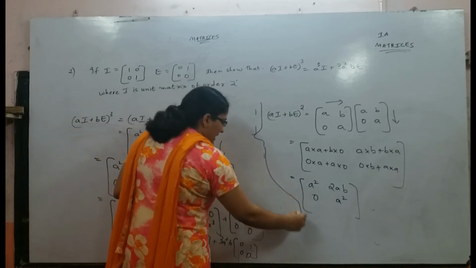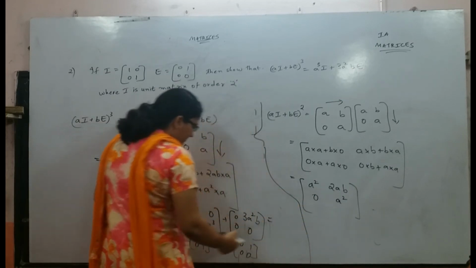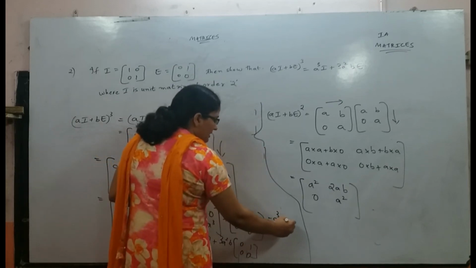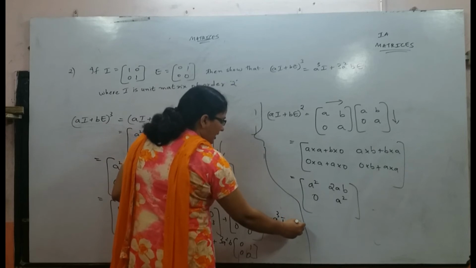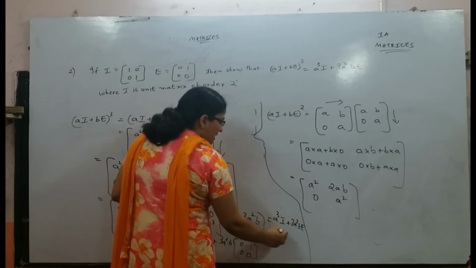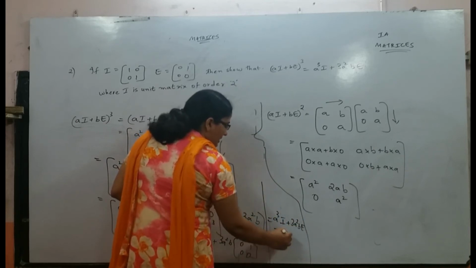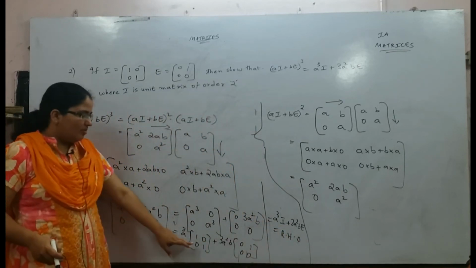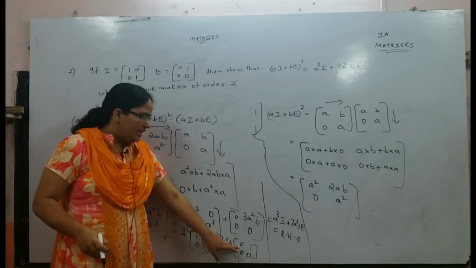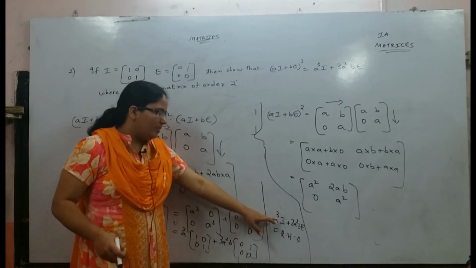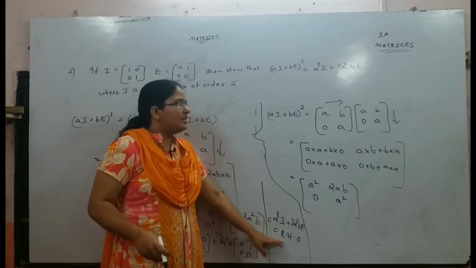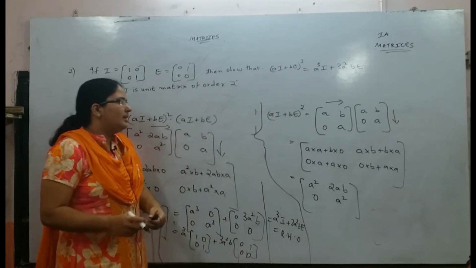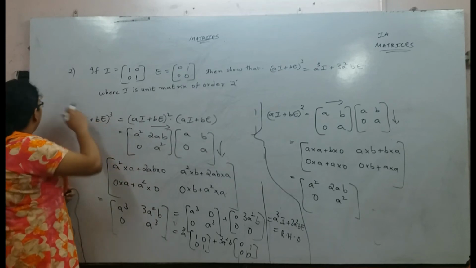This can be written as A cube I plus 3A square BE. This is what is RHS. This can be written as A cube I plus 3A square BE, which is nothing but RHS. Right. That is about the problem. We shall discuss the next problem.